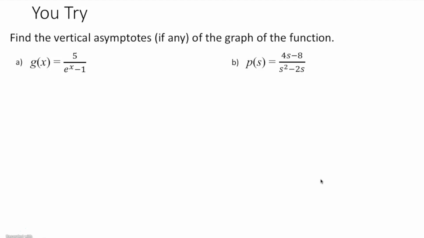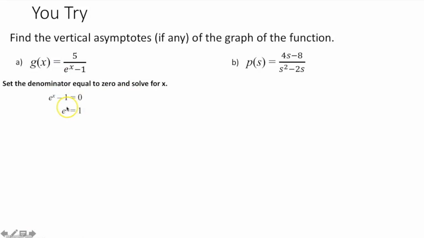You try. Okay, again, first we want to check, is there anything that cancels in the numerator and denominator? Nope. So then we just set our denominator equal to 0 and solve for x. So if I set our denominator equal to 0, here I add 1 to both sides to solve for x, and now I have e to the x equals 1.